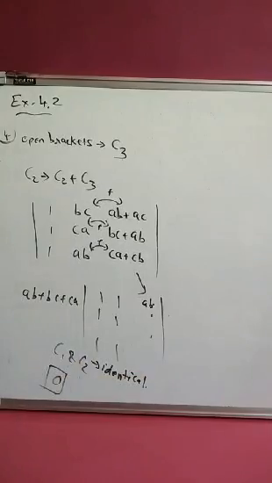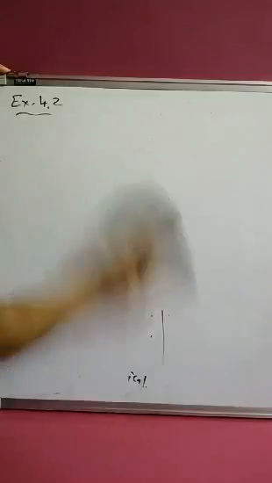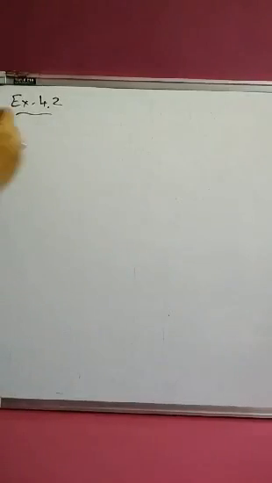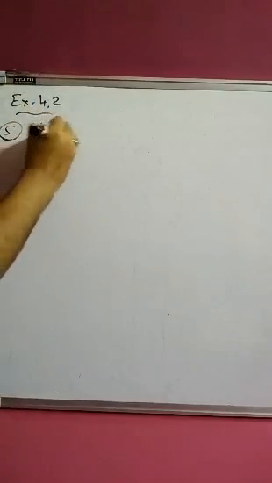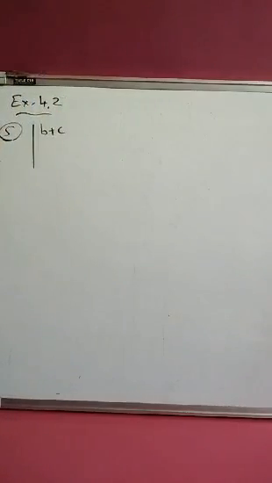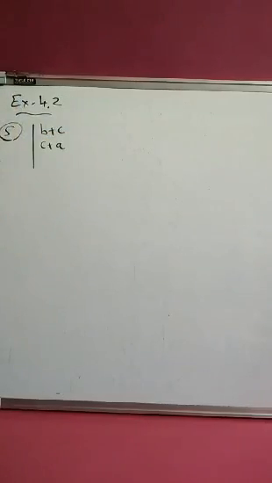Okay, now question number 5. In question number 5, what we are supposed to do is that our question is the same, using the properties of determinant and without expanding. Here this question is a little bit different from question number 1, 2, 3, 4. Why is it different? Because there are many steps involved in this.